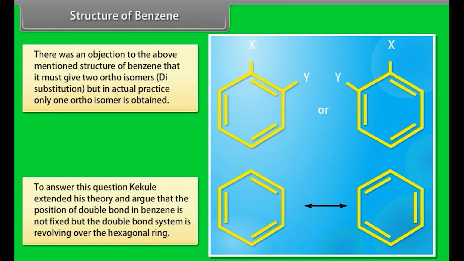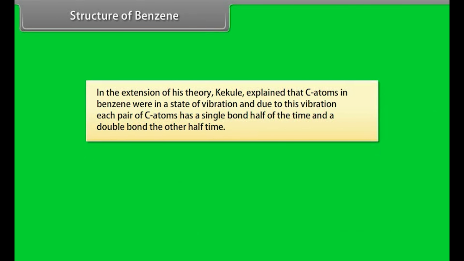To answer this question, Kekulé extended his theory and argued that the position of the double bond in benzene is not fixed, but the double bond system is revolving over the hexagonal ring. He proposed the given structures and said that all C-C positions have a partial double bond character. In the extension of his theory, Kekulé explained that C atoms in benzene were in a state of vibration, and due to this vibration, each pair of C atoms has a single bond half of the time and a double bond the other half of the time.